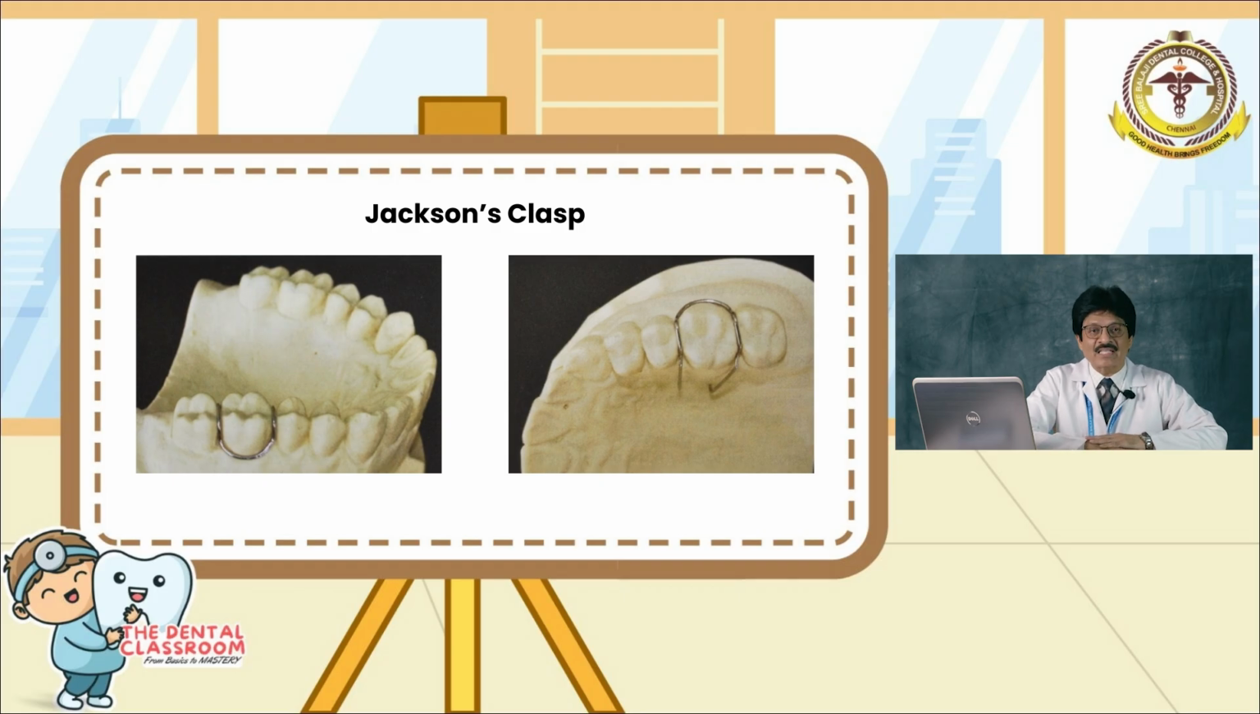We have the Jackson's clasp. Here it takes advantage of the buccal undercut more so at the cervical region. And then if you were to adapt it well, it can also take advantage of the mesial and the distal undercuts of the molar too. And then the tags are then retained in acrylic.